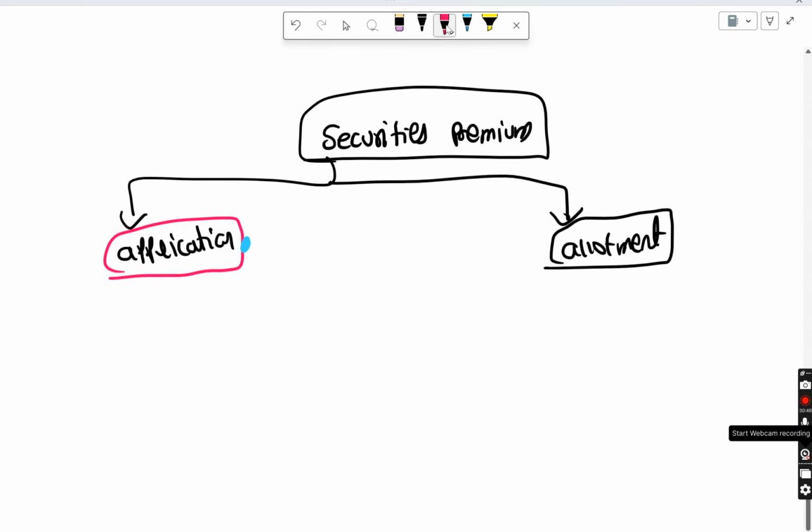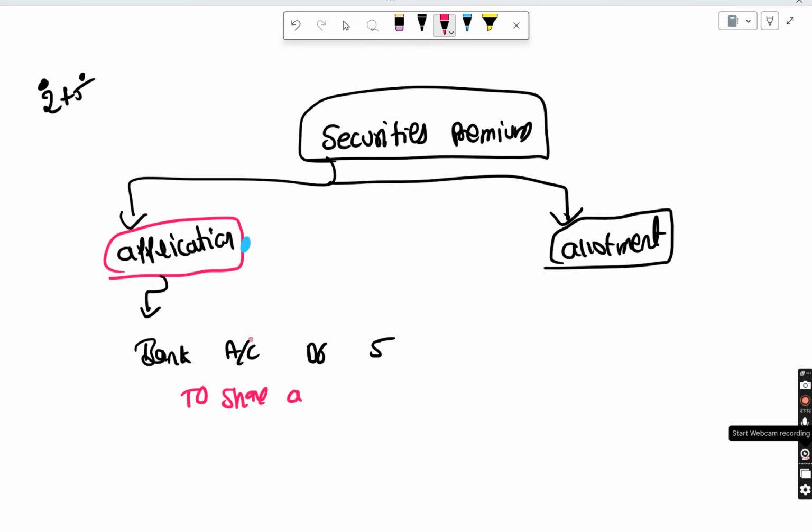Then what would be the entry? If you are collecting the premium in the stage of application, the journal entry will be like this: bank account debit, because the first entry is what? Receipt of application, right? We are receiving the money. Total how much money am I receiving? I am receiving 2 plus 5. 2 rupees is the application money, 5 rupees is the premium.